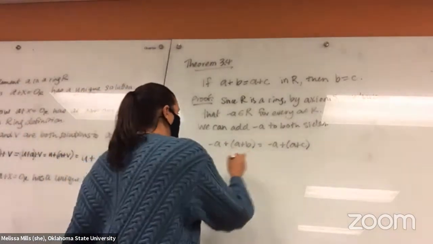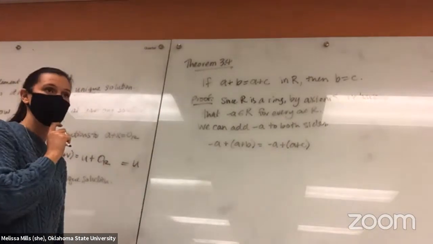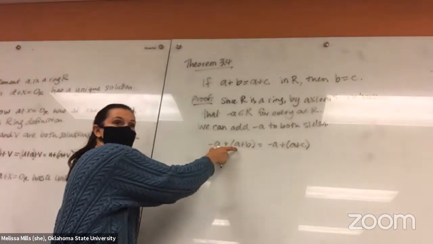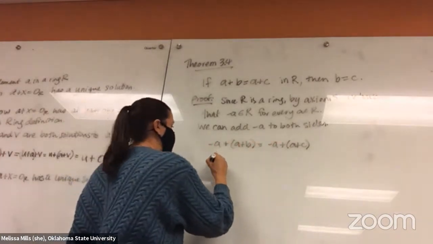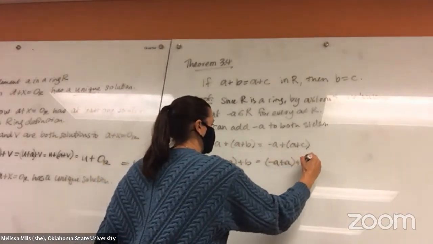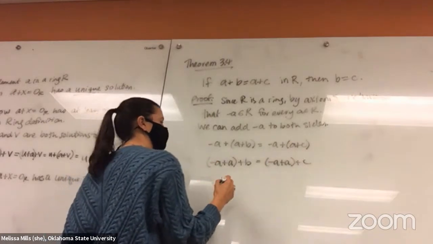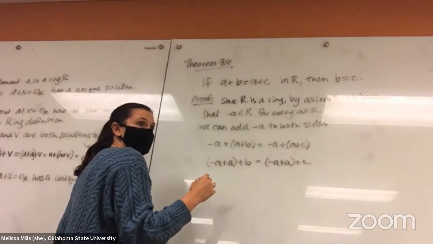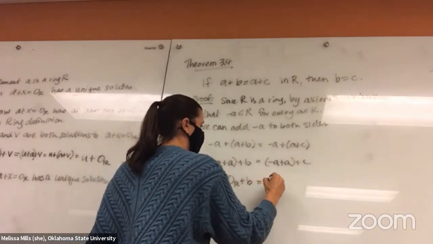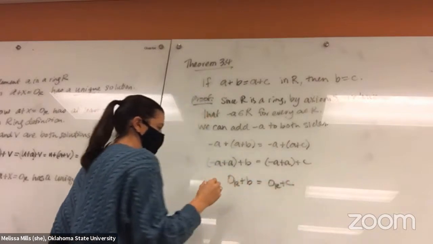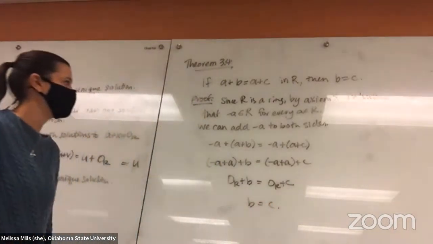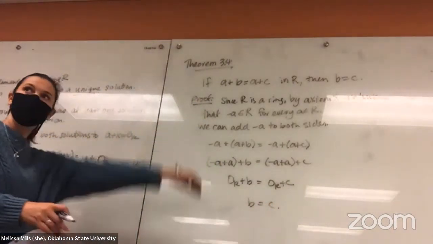Okay, so if we do that, then what's our next move going to be? Yeah, or move the parentheses. We want to do associativity. So we're going to do associativity. Negative A plus B equals negative A plus C. And what does negative A plus A equal? It's 0R. And what's 0R plus B equal to? How would we put this? You will get to theorem 3.5.